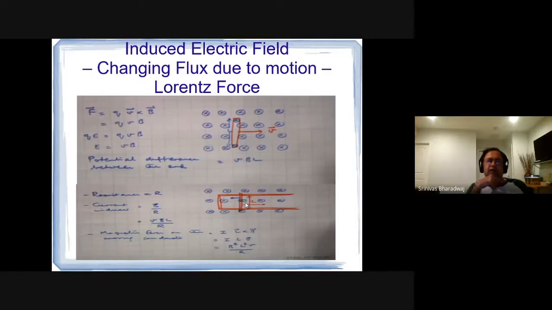Now what we are trying to do is determine the induced current, which is VBL by R, and you are adding another L times B to detect the magnetic force on the moving conductor. Okay, so what is happening here?